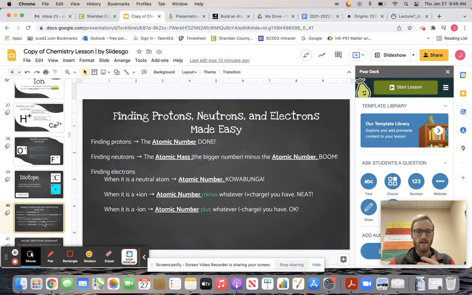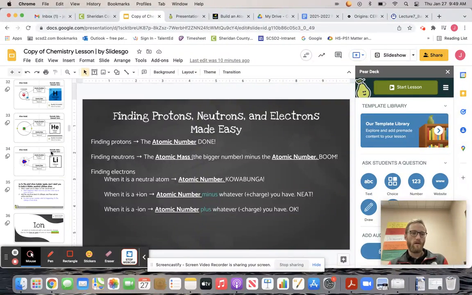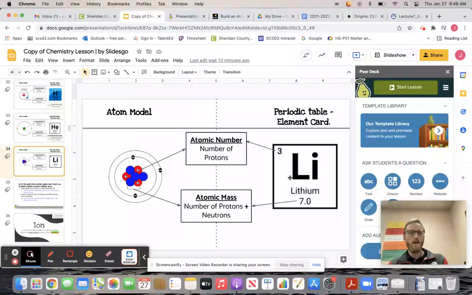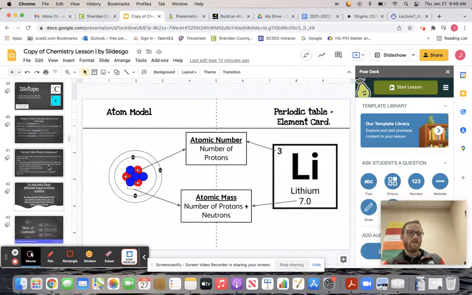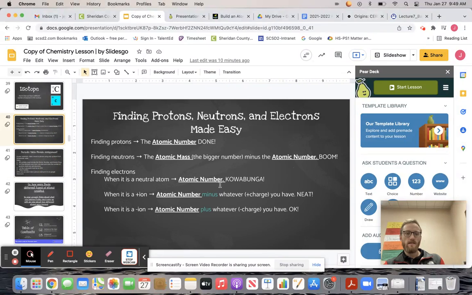Okay? Now, this is probably the biggest piece, because what you're going to be asked to do on tests, things like that, is we're going to give you an element card, like one of these. Okay? And we're going to ask you things like, how many protons does it have? How many neutrons does it have? How many electrons does it have? Okay, and so if we follow these steps right here, it's pretty straightforward, right? So if we say, okay, you need to find the number of protons, well, that's just the atomic number, and then you're done.